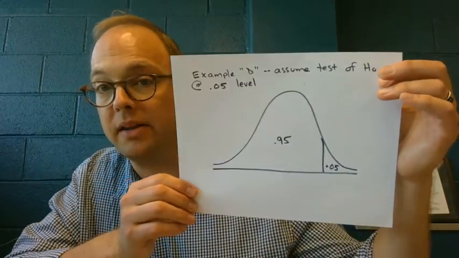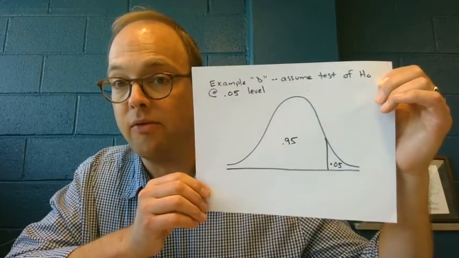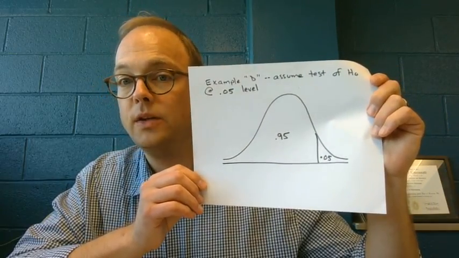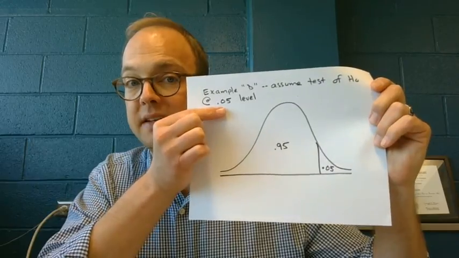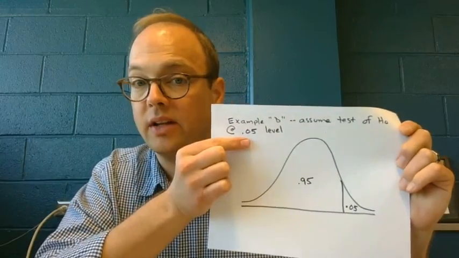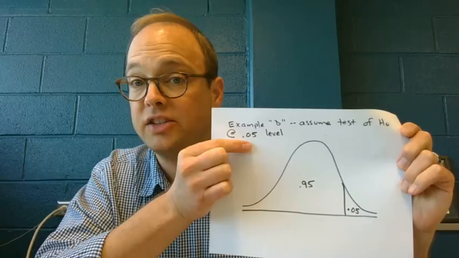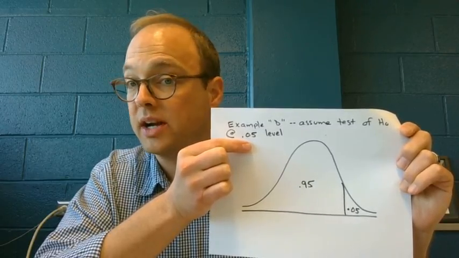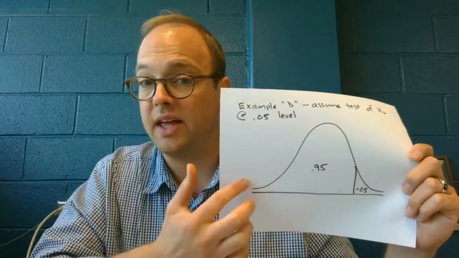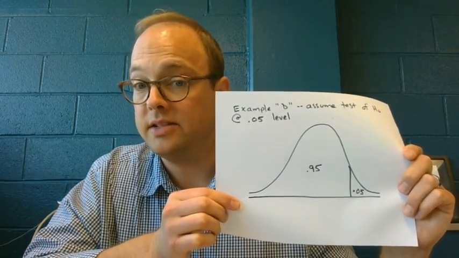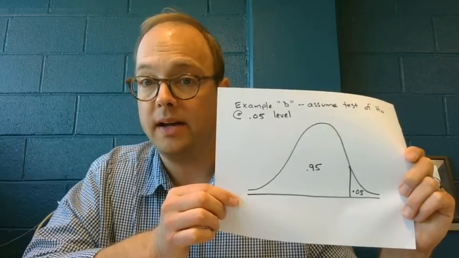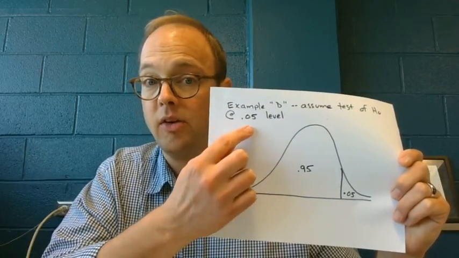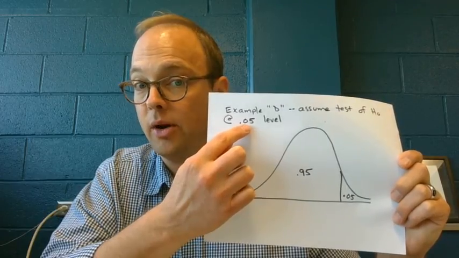This is what the probability distribution would look like if we were to set up this problem and were asked to test the null hypothesis at the 0.05 level. Again, that is the size of the critical region or the rejection region. Setting this up, as you can see, is different from previous examples because there's only one tail. We've been asked to test this hypothesis at the 0.05 level.